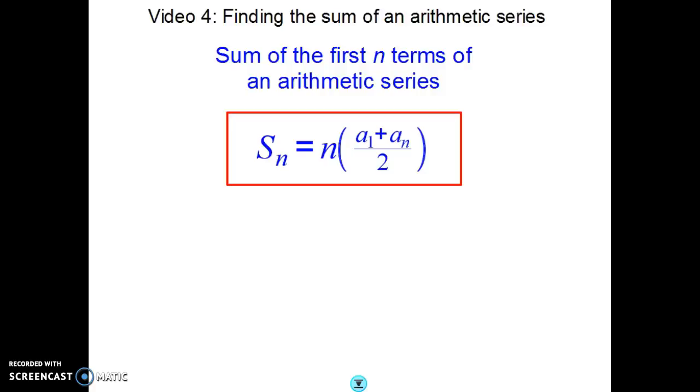In this last video, we'll be looking at how to find the sum of the first n terms of an arithmetic series. The formula here tells us that the sum of the first n terms, S sub n, can be found using n times (a sub 1 plus a sub n) divided by 2. What this means for us is that in order to find this sum, all we need to know is the first term and the nth term. We don't need to know every term in between.